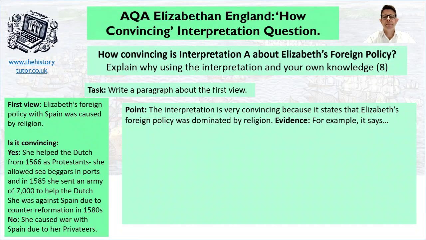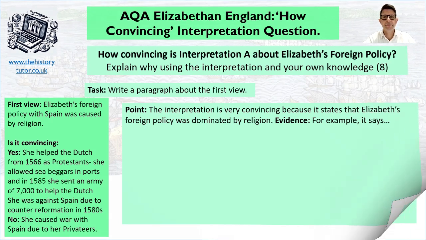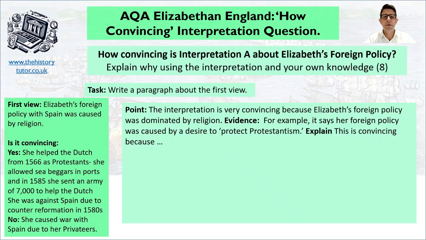Okay, so here's my idea. It's very convincing because Elizabeth's foreign policy was dominated by religion. We think that is a correct idea mainly, don't we? So now let's give some evidence. How have we seen that point in the extract? So for example, it says, and give a little quote or paraphrase. Okay, so I said, for example, it says her foreign policy was caused by a desire to protect Protestantism.